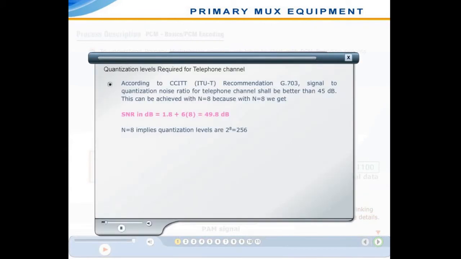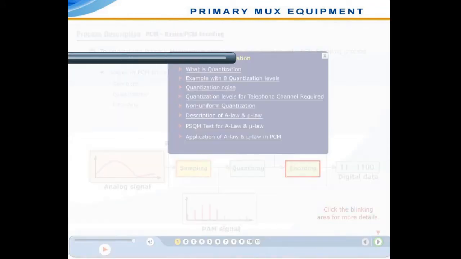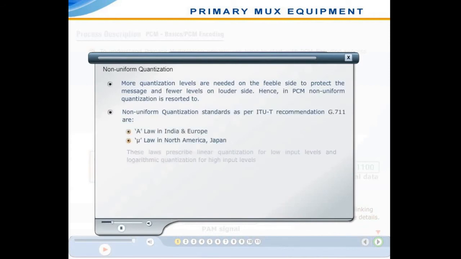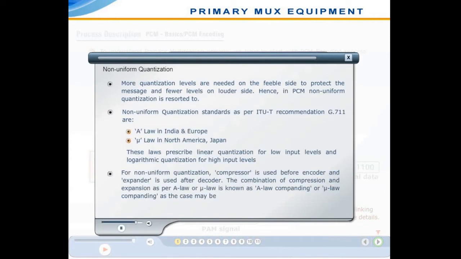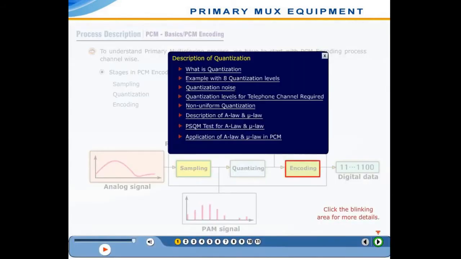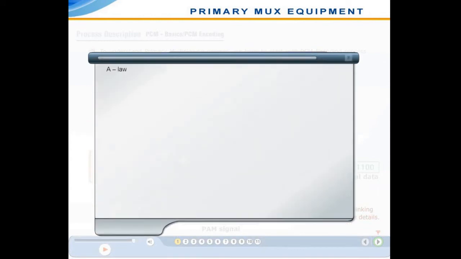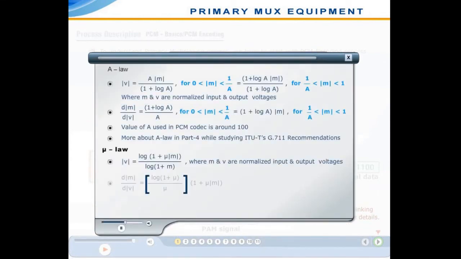Quantization levels required for telephone channel. According to CCITT recommendations G.703, signal to quantization noise ratio for telephone channel shall be better than 45 dB. This can be achieved with n equal to 8, because with n equal to 8 we get signal to noise ratio in dB, that is 49.8 dB. Concept of non-uniform quantization is shown on screen. Description of A law and mu law is shown on the screen.